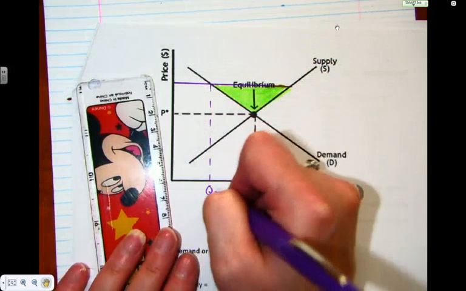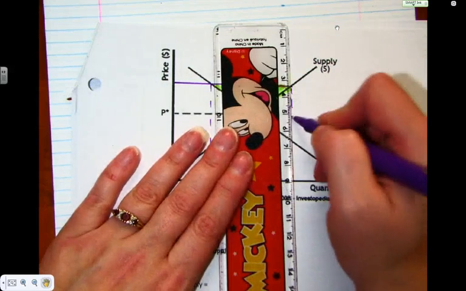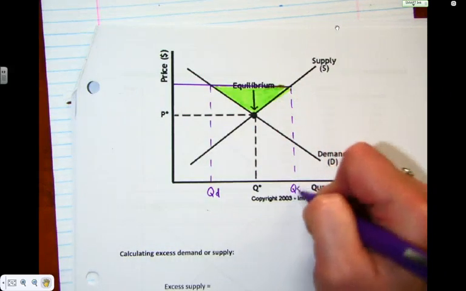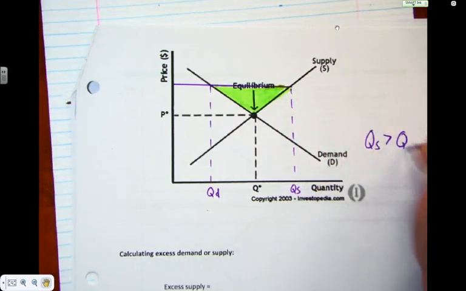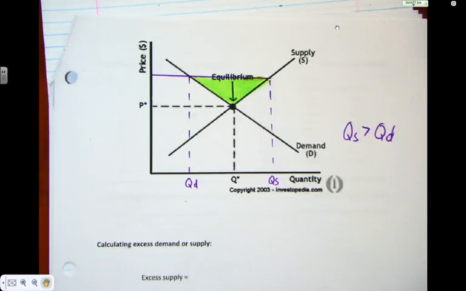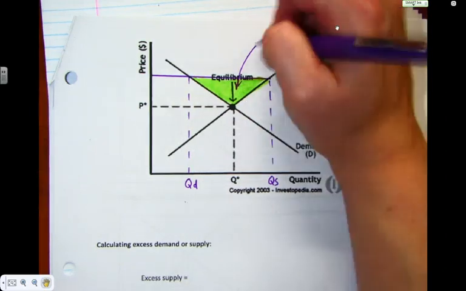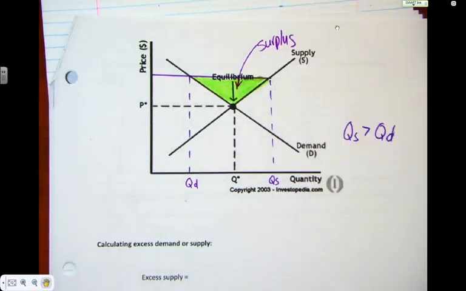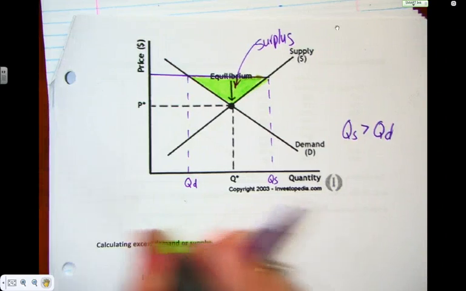This time it's QD that is lowered. QS goes up. And this is our surplus. Are we okay with the definitions? Okay, so here's how to actually calculate them.